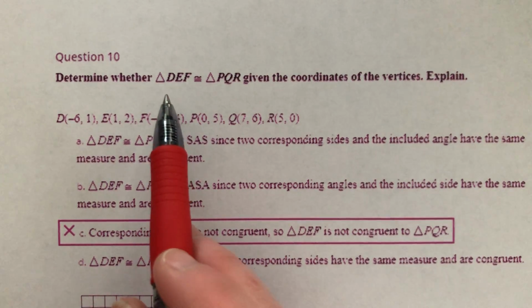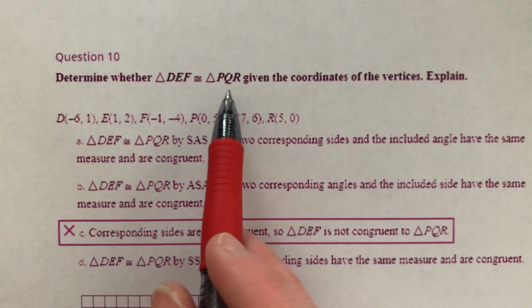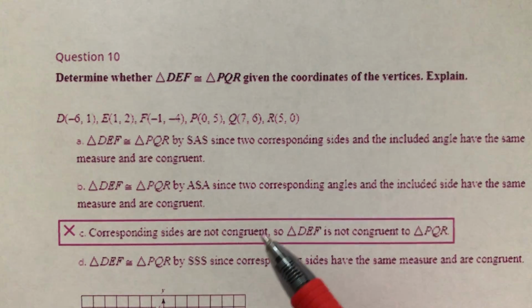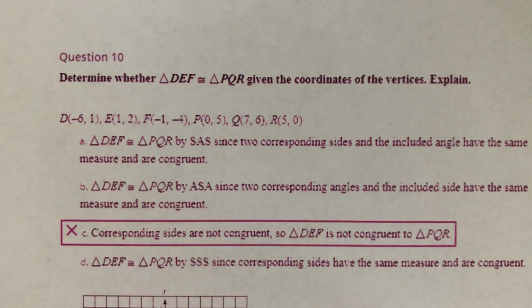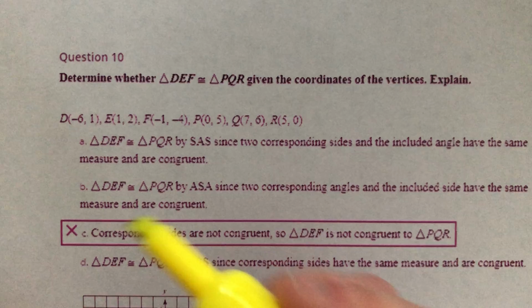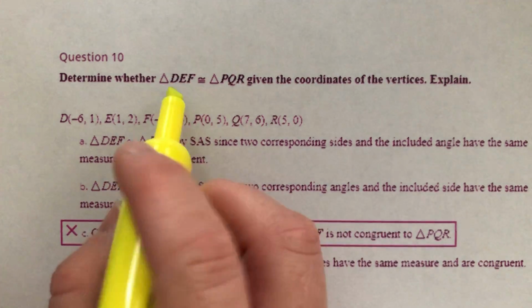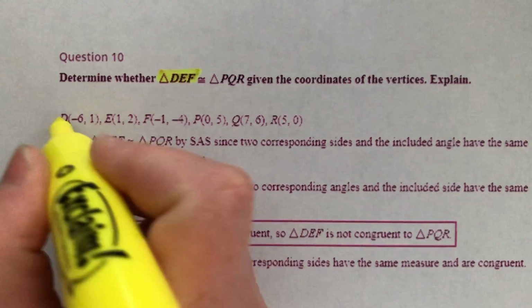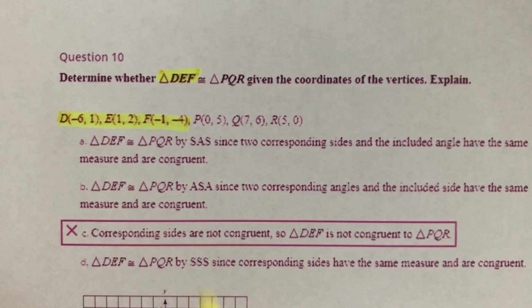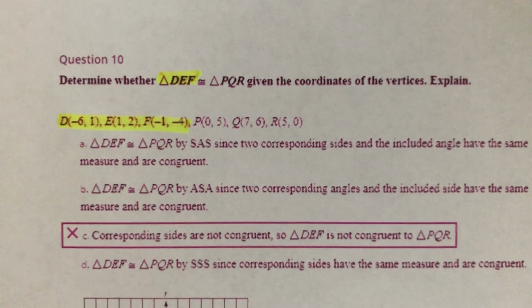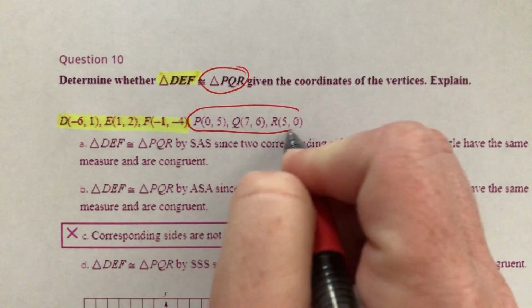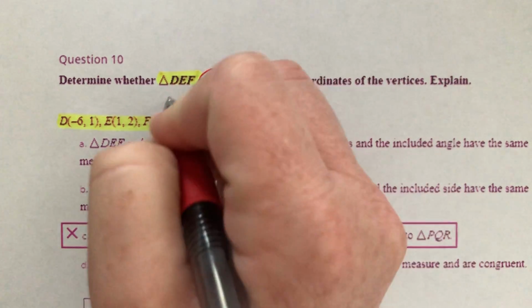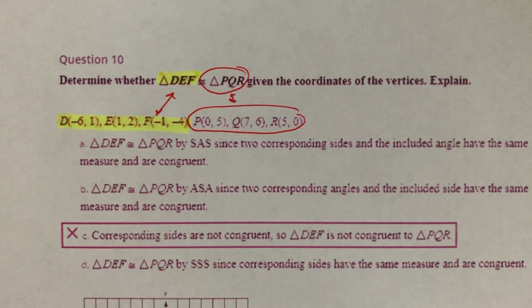Determine whether triangle DEF is congruent to PQR given the coordinates of the vertices and explain. And you don't have to explain, it's already written here. Okay, so all it tells us here is 6 points and where each of those 6 points are on a coordinate plane. So it tells us triangle DEF, so we know these 3 points go with triangle DEF. And it tells us we have triangle PQR, so we know these 3 points go with PQR. Right? So we're going to go ahead and plot these points.